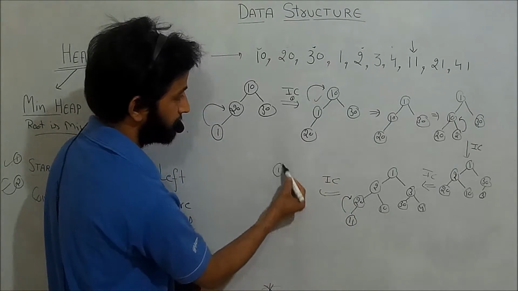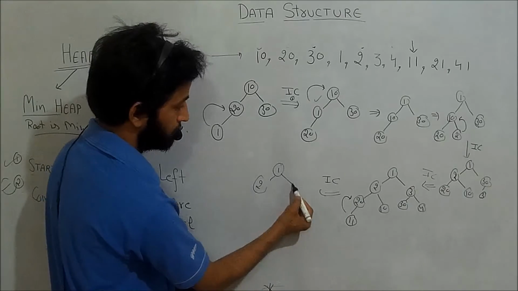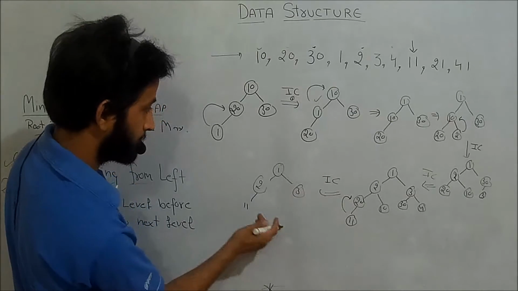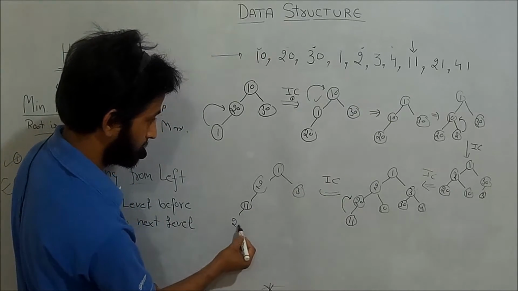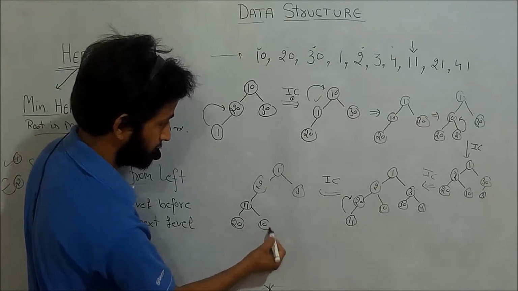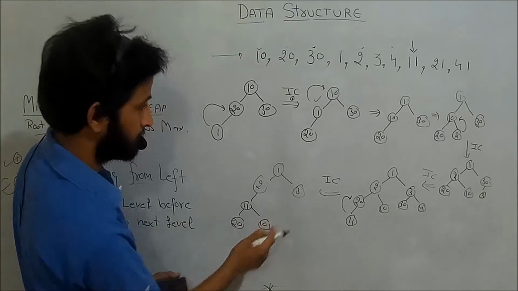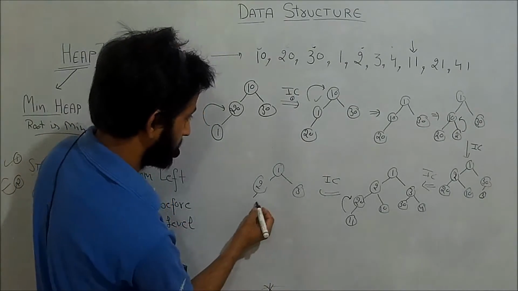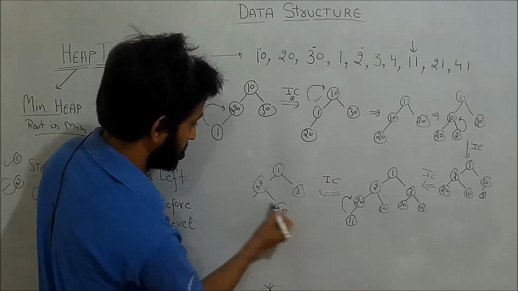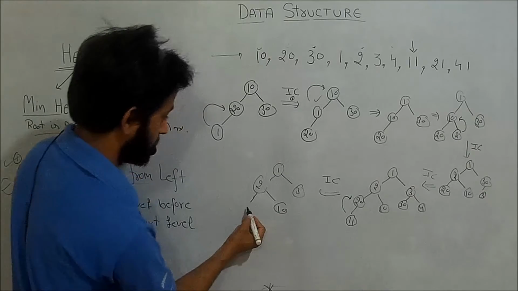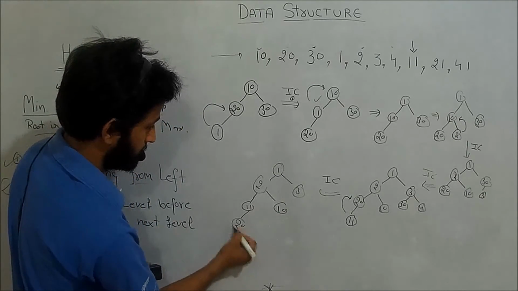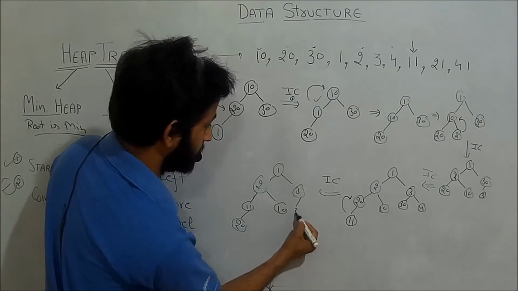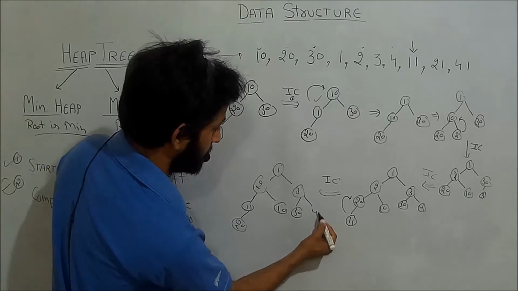the resultant tree that I will get is 1, 2, 3, and here I have to perform the interchange with 10. Okay, and here 11, 20, and at this position we have 30, and to the left of 3 is 3 and 4.